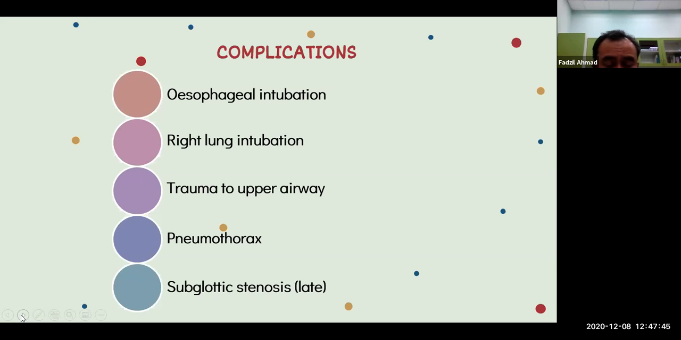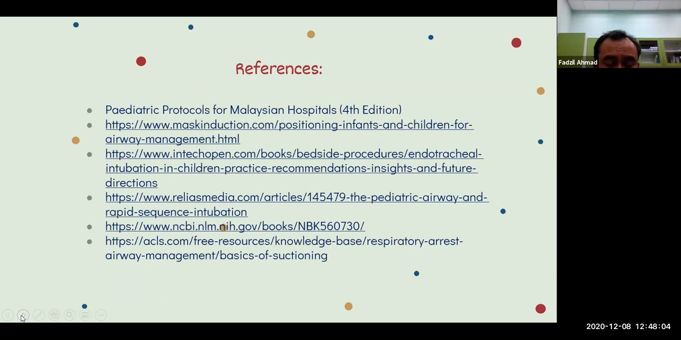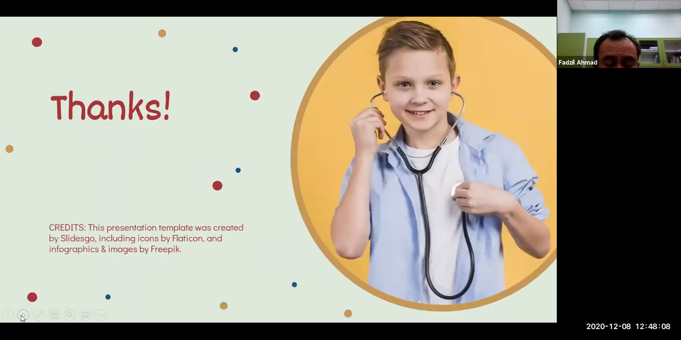Subglottic stenosis is narrowing of the airway, and this can be fatal to the patient and needs medical intervention. But subglottic stenosis is a rare complication. So that's all from me. This is my reference. Thank you.